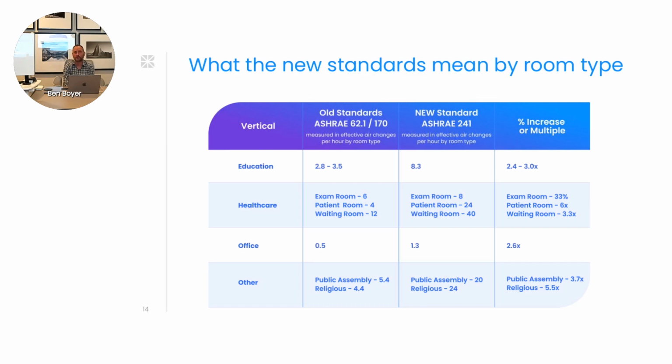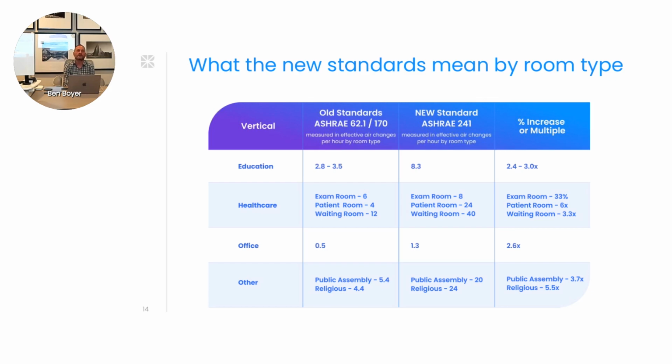A classroom going from roughly 3 EACH to 8.3 is a monumental increase. Healthcare also saw significant increases, and the one to call out is the waiting room in a healthcare environment. 12 EACH to 40. The reality is when you're up around 12, you've lost the ability to impact air via HVAC alone. You're going to have to look for supplemental technologies that can create additional levels of disinfection or purification.